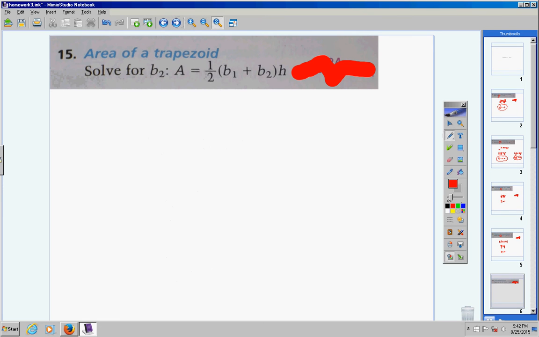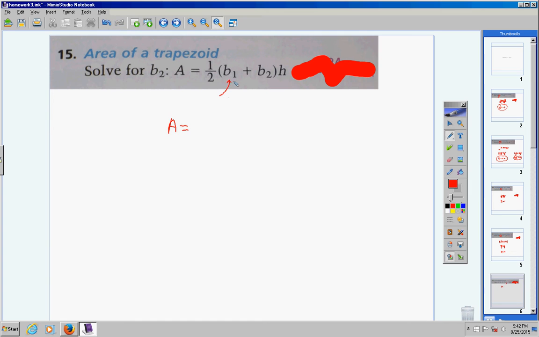Number 15. This looks like a whopper. It'll be a good problem. Step 1, simplify both sides. On the left side, there's no simplifying I can do. However, on the right side, I can simplify. This 1/2 is right next to the parentheses. That means you multiply it through. However, we have a right-hand distribution also. This H is right next to the parentheses. It gets multiplied through. So let's save time and do both at the same time.